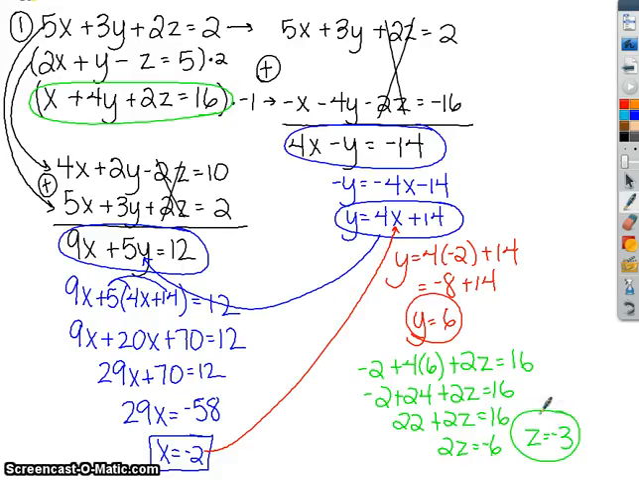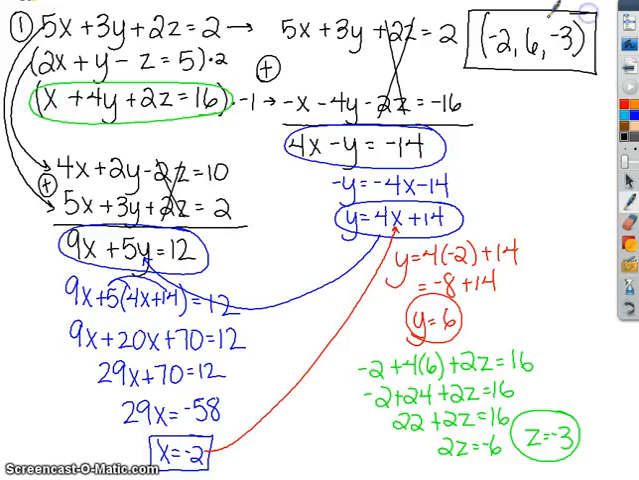All right, so it looks like we have an ordered triple. So our final answer is negative 2, 6, negative 3. All right, now again, feel free to pause and rewind if you need to. I know I went through that quickly, but I only have limited amount of time on this. All right, next one. Number 2.